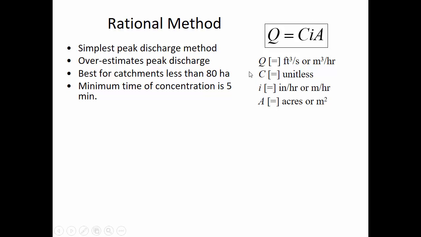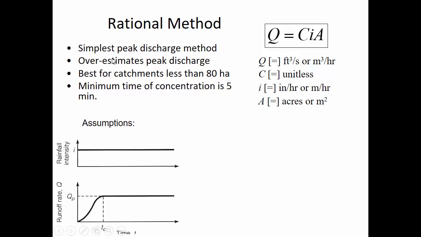So this is best for small catchments, and it's best for urban areas, but sometimes we'll use it for watersheds as large as 80 hectares, which is about, I think, close to 50 acres. So it's not going to be very accurate. It'll usually overestimate, but it's good to be conservative. Given the choice of overestimating or underestimating, it's better to overestimate.